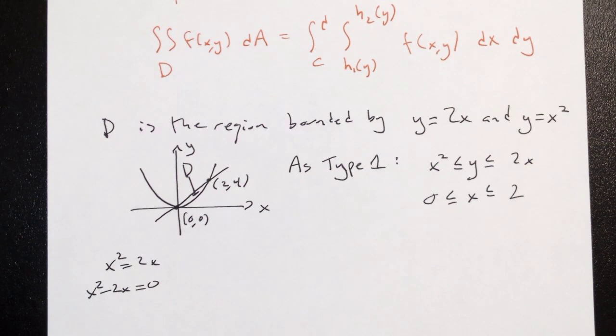But there's no requirement that I do this as a type 1 region. And depending on F, it might be better for me to do this as a type 2 region. I don't know in advance. So let's figure out how to do this same picture going the other way.